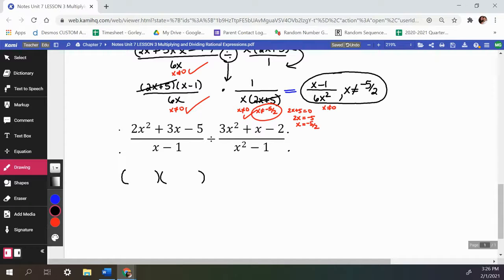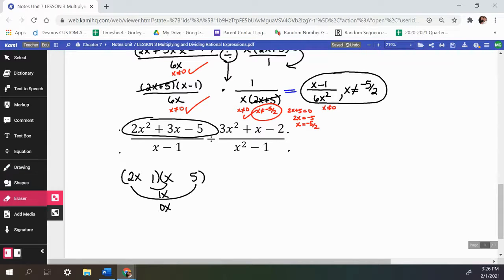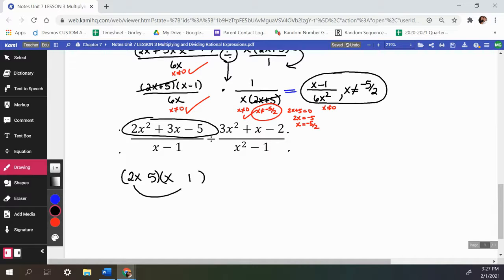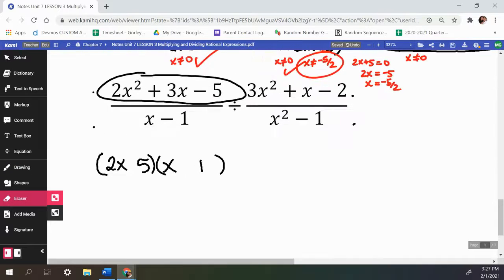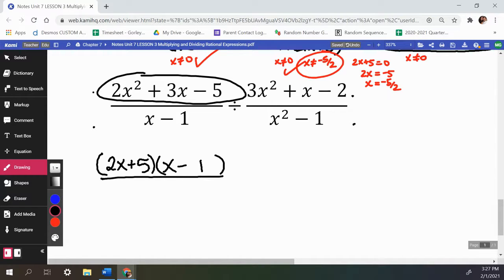So set up our parentheses. This first guy right here, we have 2x times x is 2x squared. Last times last gives us -5. So let's see, maybe we do 5 and 1. My outers here are 10x. My inners, we get 1x. That does not work. We flip it. Try the 5 first. My outers, we get 2x. Inners, we get 5x. You can get 3x from that. This would have to be 2x plus 5 and x minus 1. Okay, my denominator is x minus 1. That doesn't factor any further.